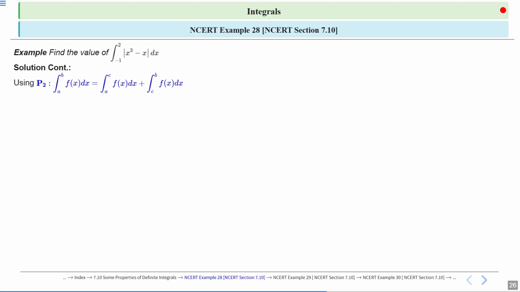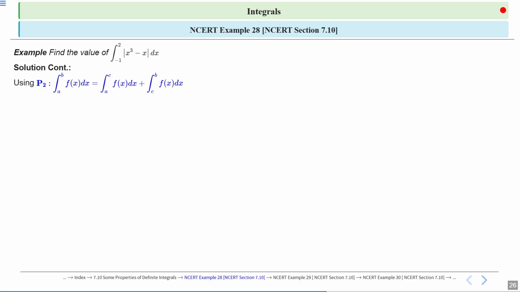So now apply the property P2, and P2 says when we have to integrate from a to b f(x) dx, we can split the interval. Here we need to split the interval because the value of the absolute function |x cube minus x| is different on different intervals. It is different from -1 to 0, then different from 0 to 1, and then again different from 1 to 2. So we need to split into intervals so that we can find the value of the definite integral.